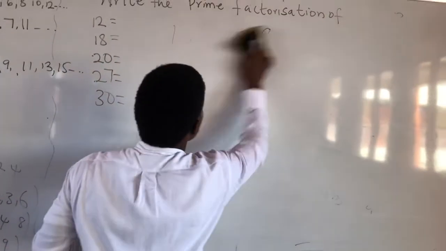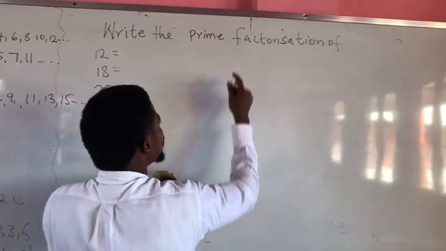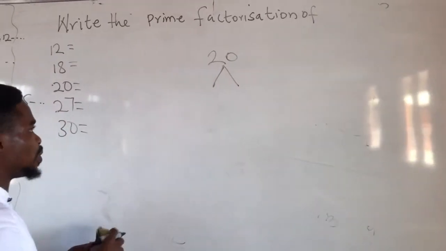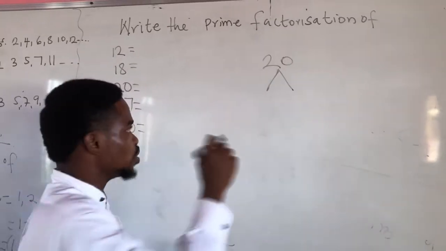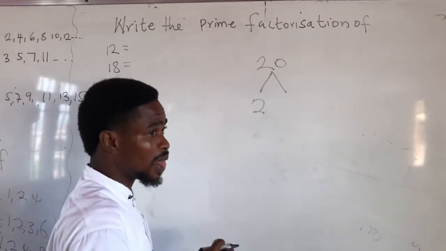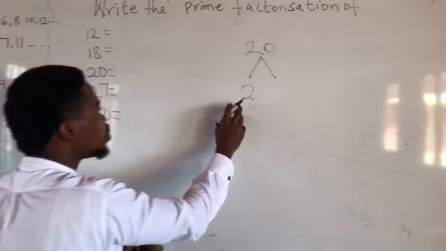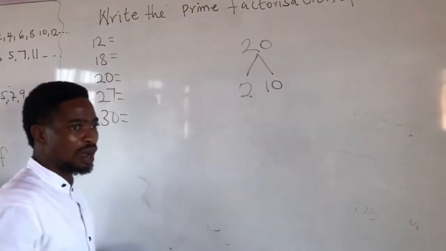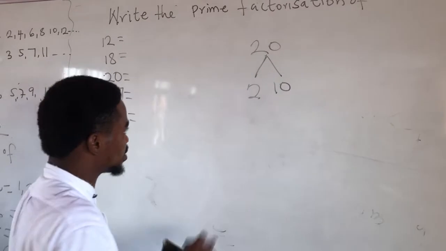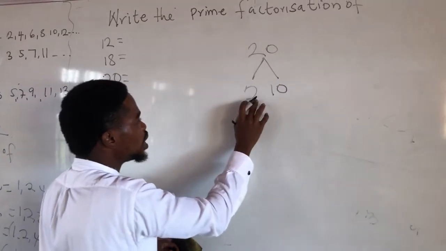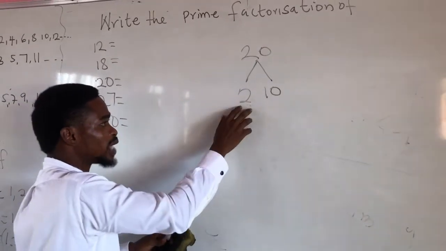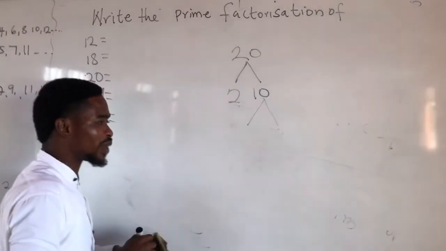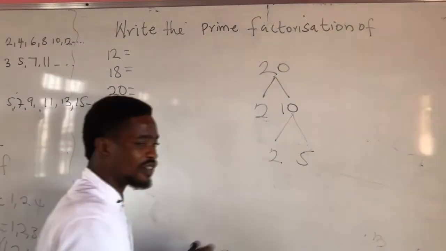Our next question is 20. So we look for the lower number, which is always 2. Which number, if you multiply by 2, we can get 20? Which is 10 in our multiplication timetable. Yes, so 2 is already prime, we cannot break 2 down, but we can break 10. Which 2 numbers, if you multiply, we can get 10? 2 times 5 will give us 10.